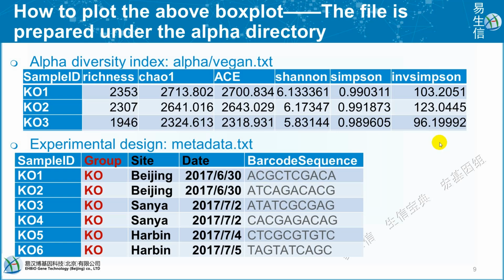Under the alpha directory, we created files such as alpha vegan text and OTU table text. To get the box plot, we need alpha vegan text and metadata text. You can see here that the row name is the sample name and the column name is the corresponding alpha indices, like richness, chao1. Chao1 we will not use because it gives an error; we use ACE, Shannon, and Simpson. And in metadata text, you can see the sample ID and group.